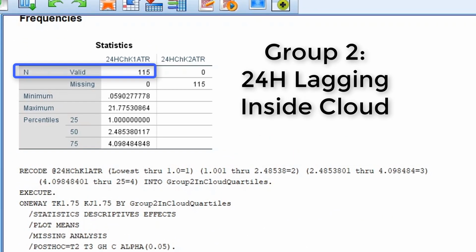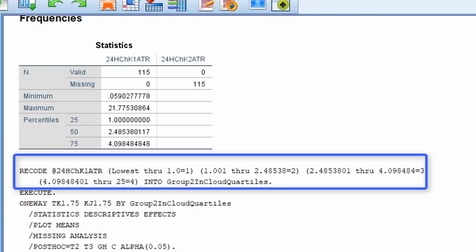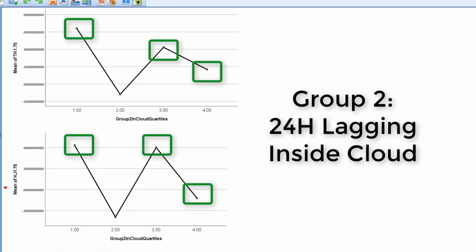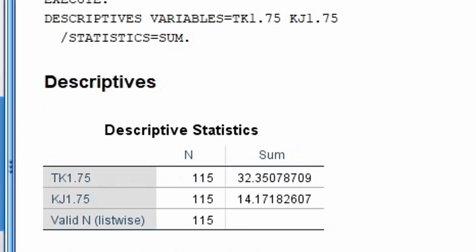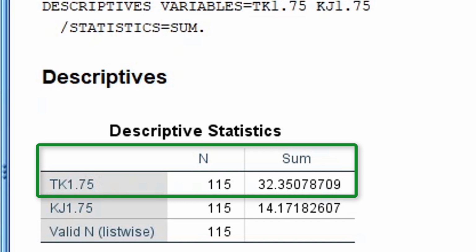Now let's look at when the daily lagging is inside the cloud. We had 115 trades total, and I broke these into 4 equal groups. For both TK and KJ, 3 out of the 4 quartiles are profitable. I don't really see a good way to eliminate quartile 2 trades, because then we may be skipping trades from quartile 1 and 3, which are the most profitable. We saw before that taking trades when the 24 hours inside the cloud is highly profitable, so we want to take all of these trades.